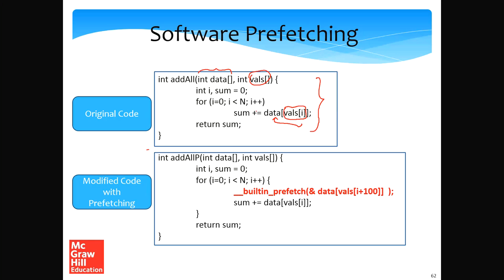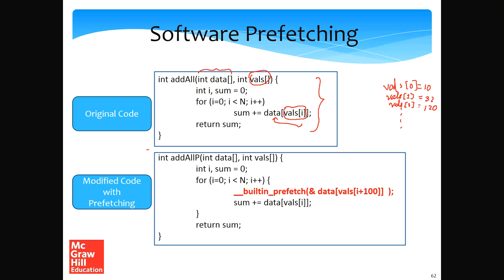Well, the vals array is being accessed, so there is spatial locality in terms of accessing the vals array, but not in terms of accessing the data array, right? For the vals array, we are accessing vals 0, then vals 1 and so on. But assume vals 0 contains 10, vals 1 is 32, vals 2 is 120. Then the addresses that we are accessing are 10, 32, and 120, which are absolutely random.